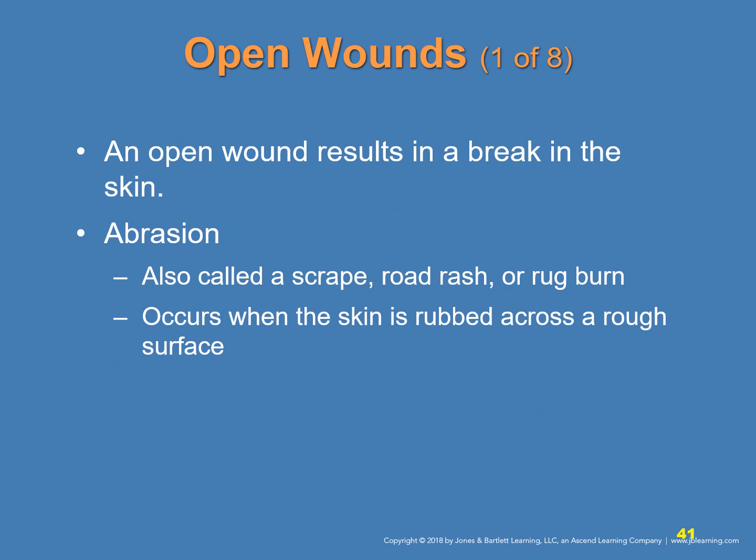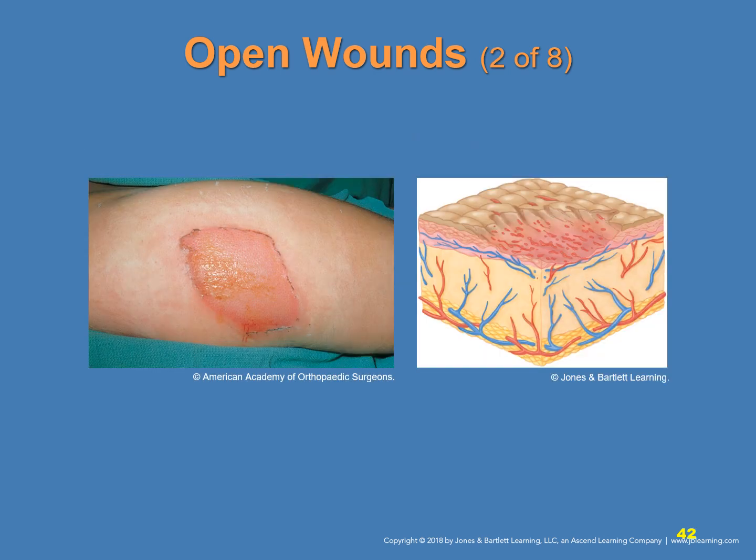Open wounds. An open wound results in a break in the skin. Abrasion, also called a scrape, road rash, or rug burn, occurs when the skin is rubbed across a rough surface. The figure below shows abrasions involve variable depths of the skin. They are often called scrapes or road rash.